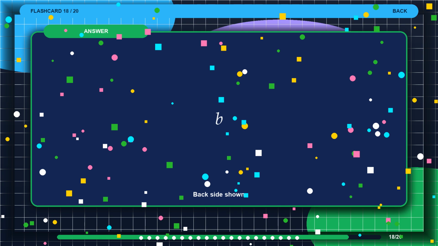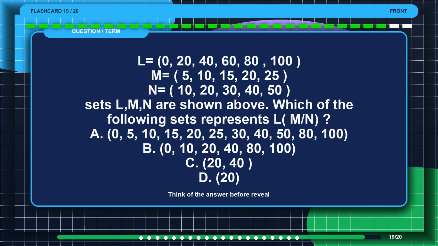The answer is B. Flashcard 19. L equals 0, 20, 40, 60, 80, 100. M equals 5, 10, 15, 20, 25. N equals 10, 20, 30, 40, 50. Sets L and N are shown above. Which of the following sets represents L minus N? A. 0, 5, 10, 15, 20, 25, 30, 40, 50, 80, 100. B. 0, 10, 20, 40, 80, 100. C. 20, 40. D. 20. Pause and think of the answer before the reveal.